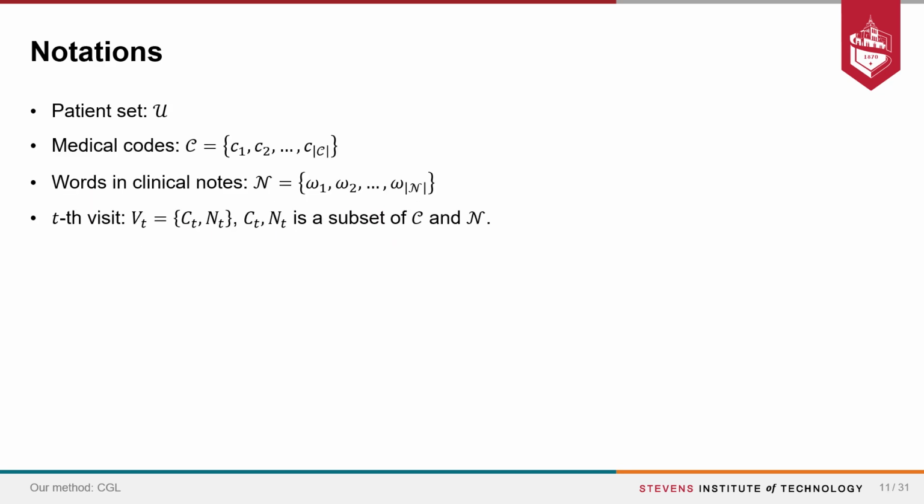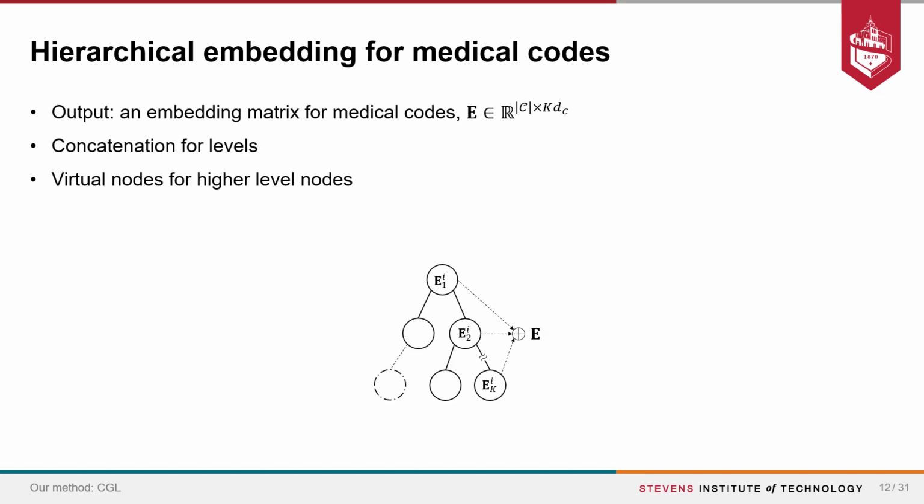Here are the notations used in the CGL model, including the patient set U, medical codes C, and words in clinical notes omega and N. For the test visit, it includes a subset of C and N. For the hierarchical embedding method, the output is an embedding matrix for all medical codes E. Here K is the level number, and DC is the embedding size.